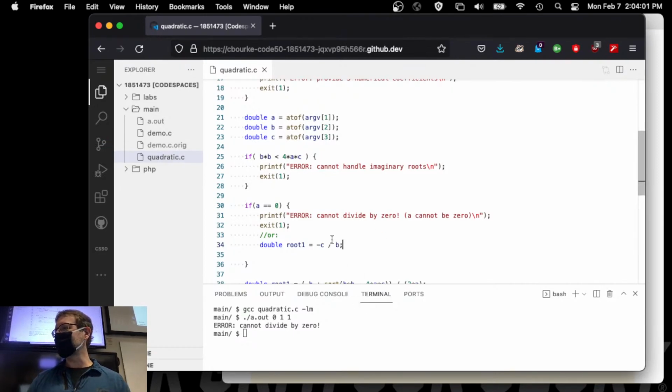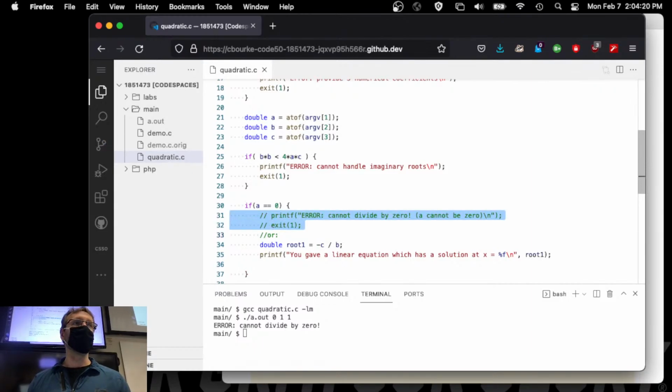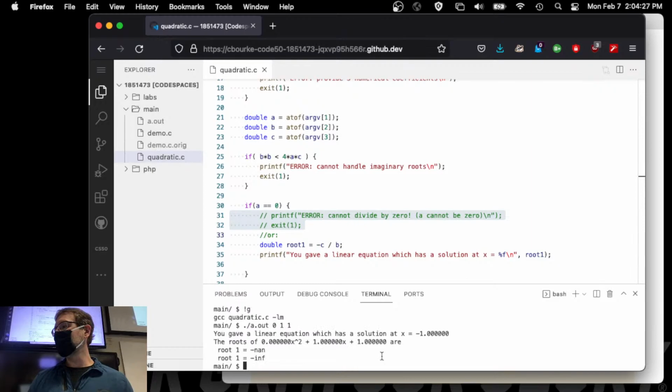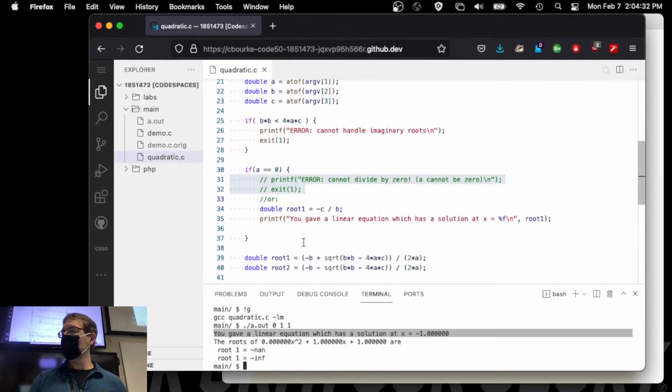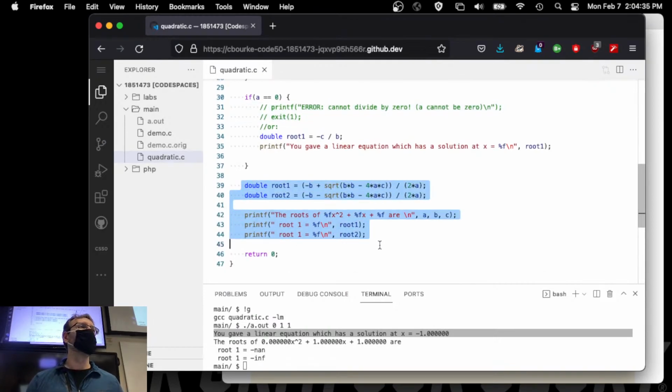All right, let's go ahead and try that then. And then printf. You gave a linear equation which has a solution at x equals %f, end the line, and then root 1. So for this, I'm going to go ahead and get rid of it initially at least. There's a trick there. I'm going to ask you how I did it in a second here. So you can't divide by 0, fine, right? You gave a linear equation which has a solution at -1. But it went on and did the rest of it anyway.